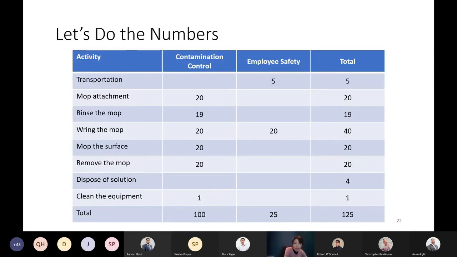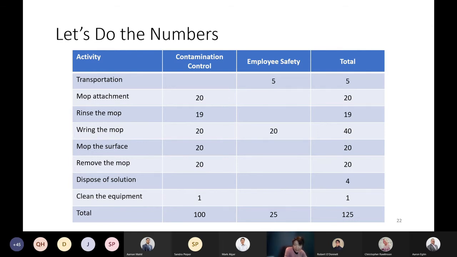So here are the numbers. I'm not going to go into the details. So again, we look at the risks in two aspects. One is contamination control, the other is employee safety. And then these are the number of risks for each task.